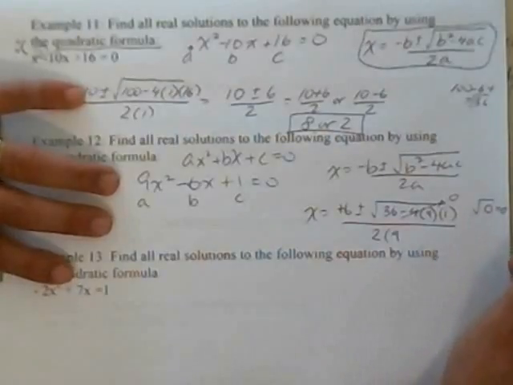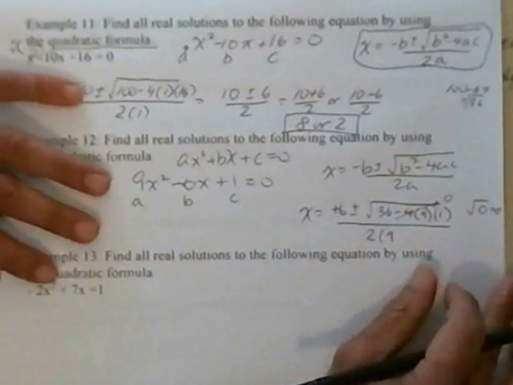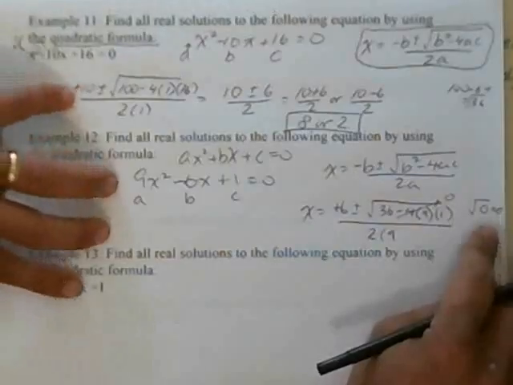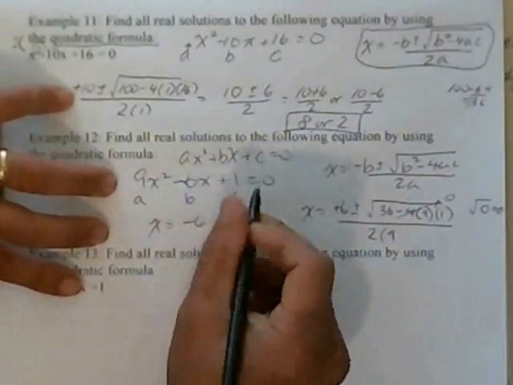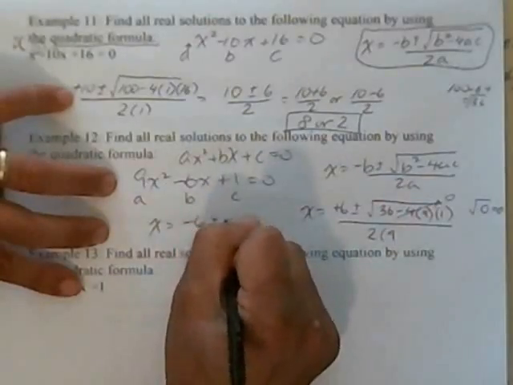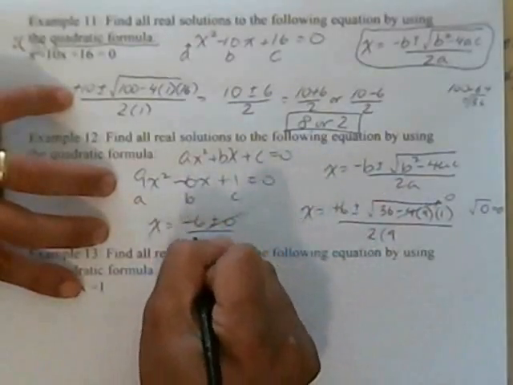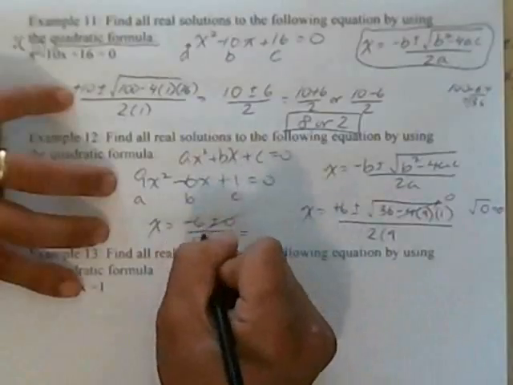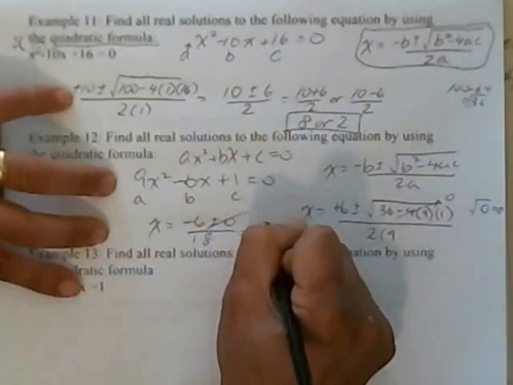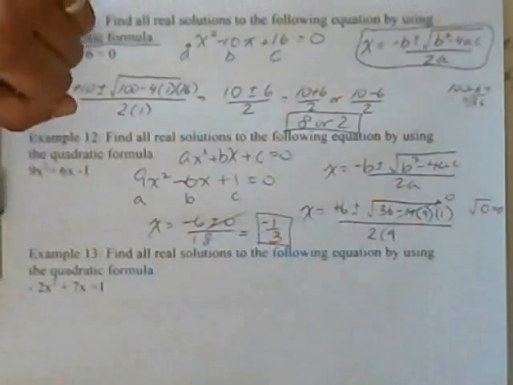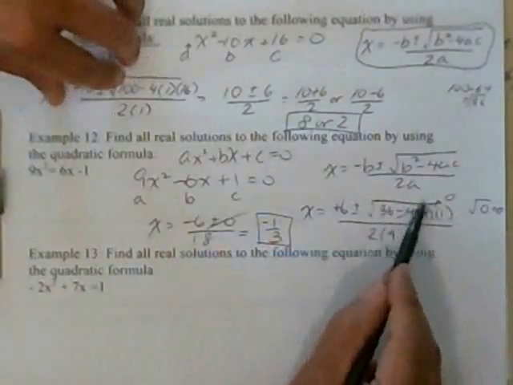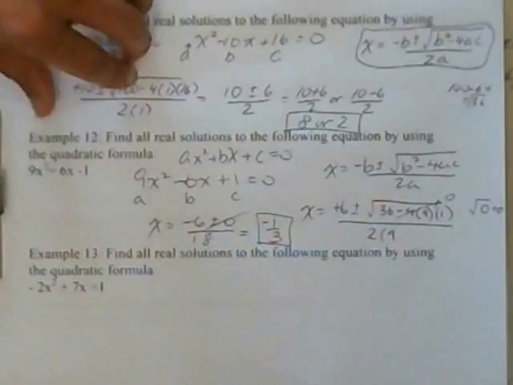Right, guys? Move this over just a little bit. The square root of 0 is equal to 0. So x is going to equal negative 6 plus or minus 0. We can get rid of that, all over 18. So negative 6 over 18 is going to be negative 1/3. Notice there's only one solution for this because we have a 0 inside the radical.